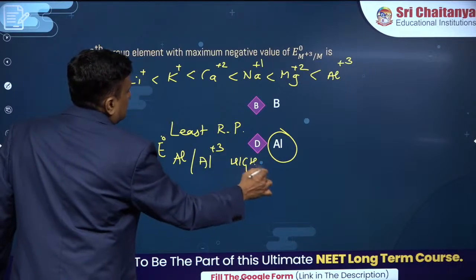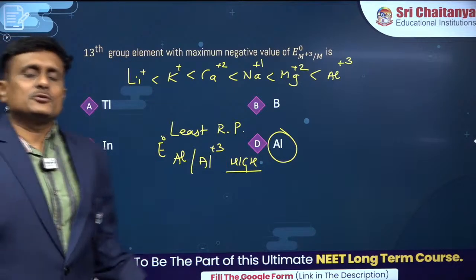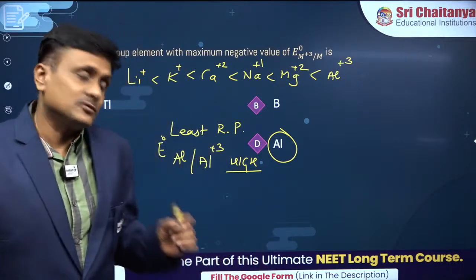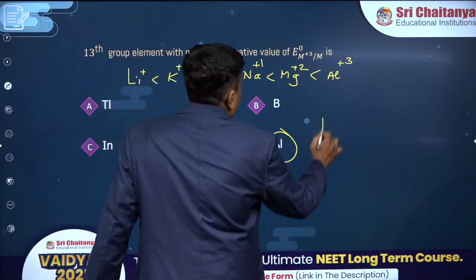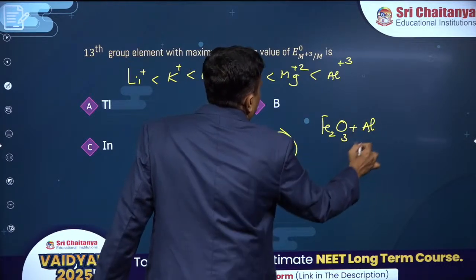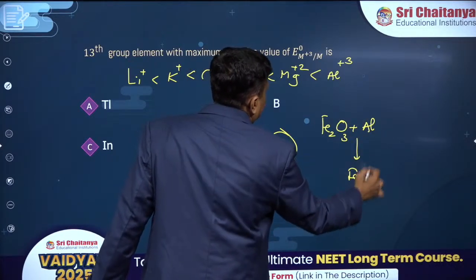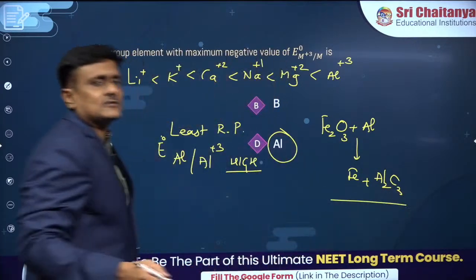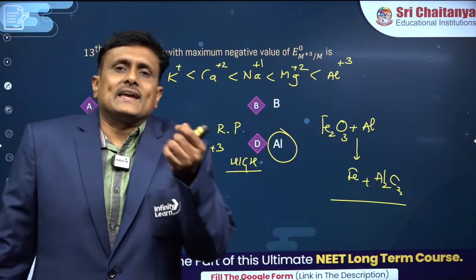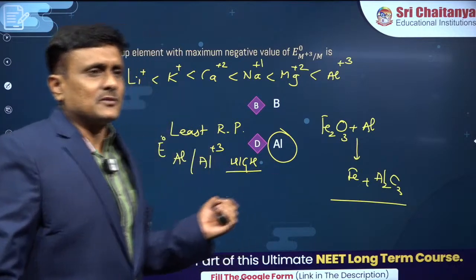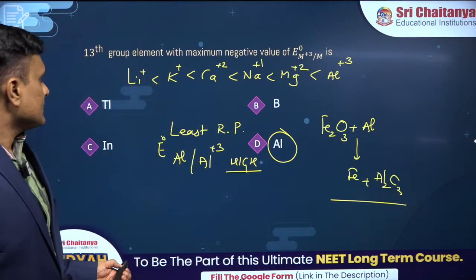That is the reason why aluminium is used as a very strong reducing agent, aluminothermite process. You know, right? You have studied during your preparation, right? So aluminium is a strong reducing agent. That itself means aluminium has more oxidation potential, or Al plus 3 has least reduction potential value. So it's a theoretical question. Good answer, Jignesh.